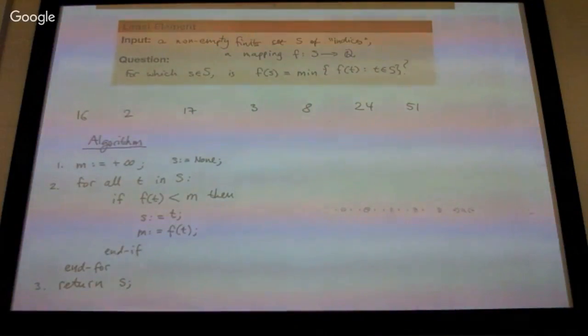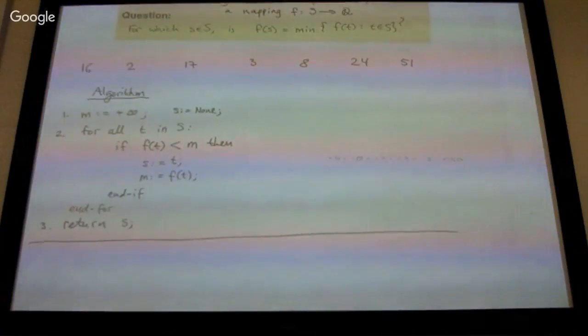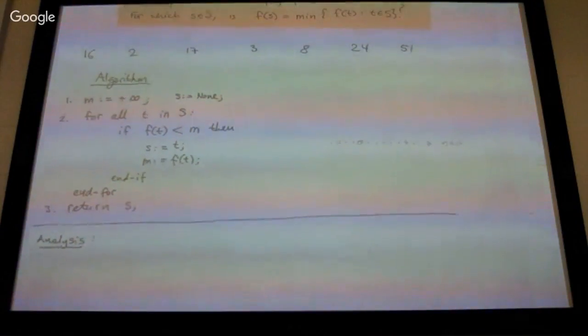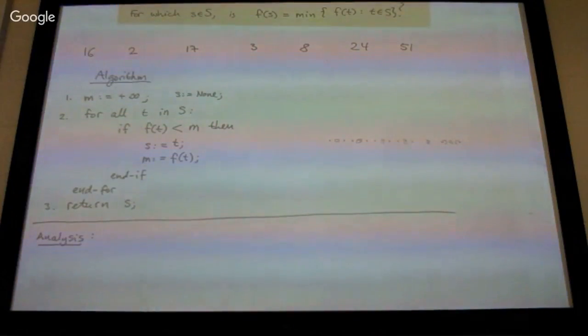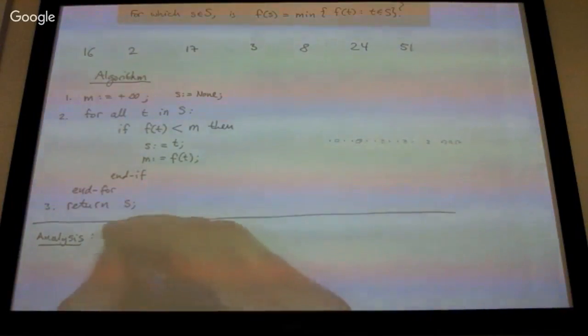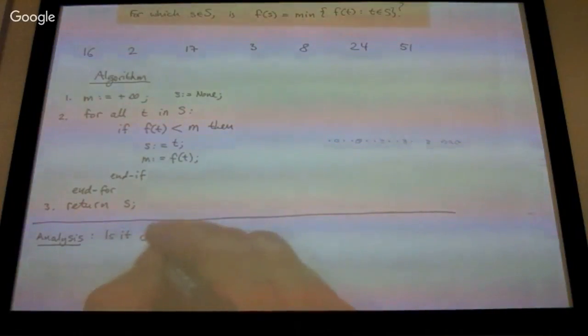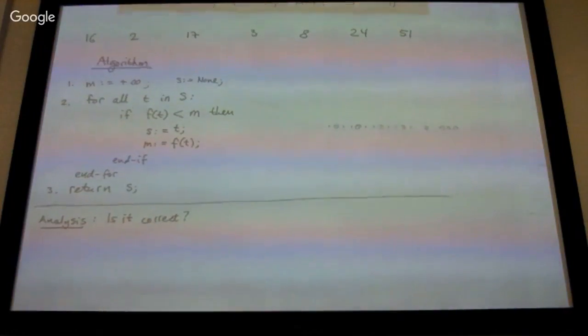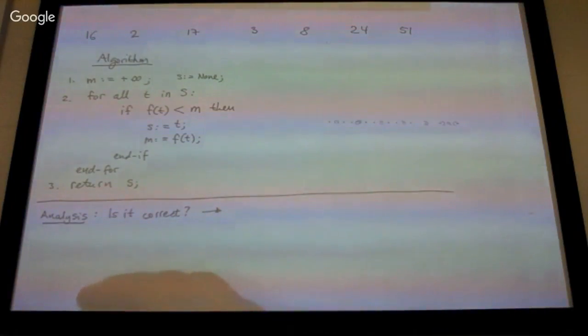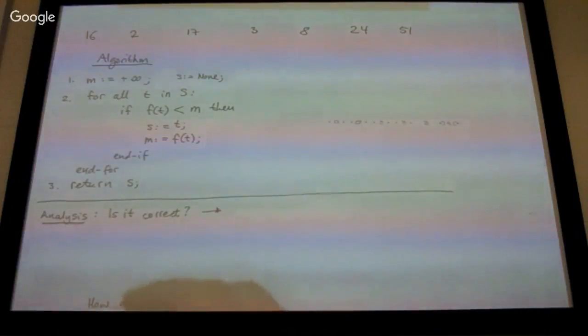Right, so we talked about analyzing algorithms. There are two main things that one has to look at when analyzing an algorithm. Do you remember what they were? The first one is: is it correct? And the second one is: how efficient is it?